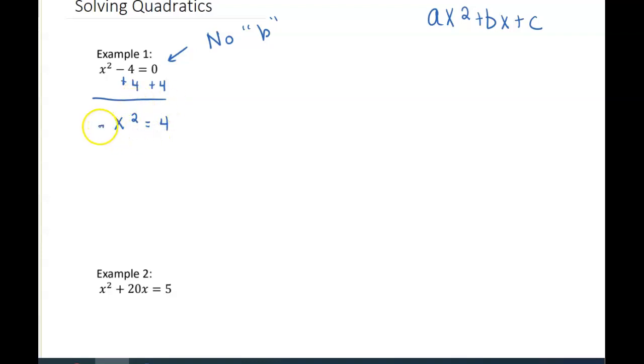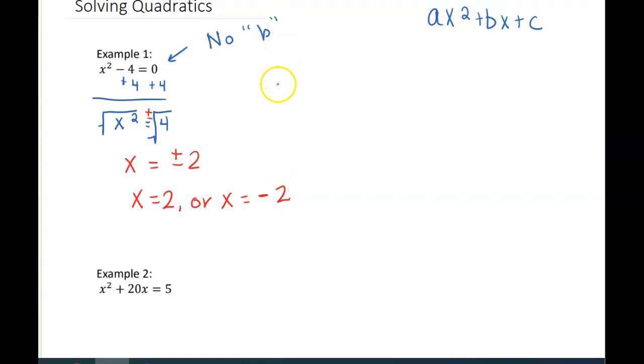Okay, now to get x by itself, I can take the square root and the square root. But when I take the square root of this, I have to do plus or minus, and we'll talk about that here in a minute. So when I take the square root of x squared, I get x equals, well, the square root of 4 is 2, so this is just plus or minus 2. So I can say x equals 2 or x equals negative 2.